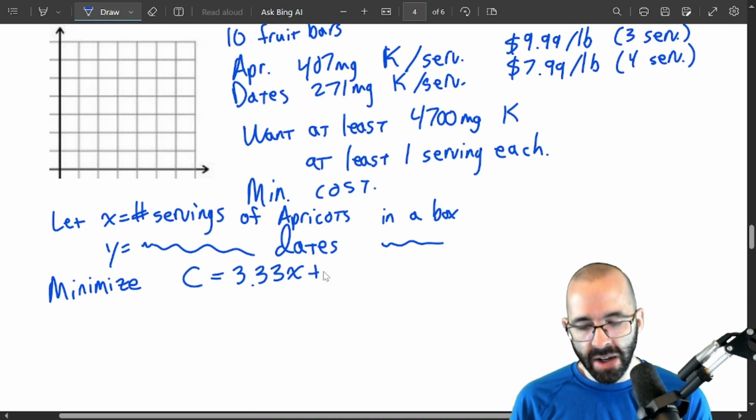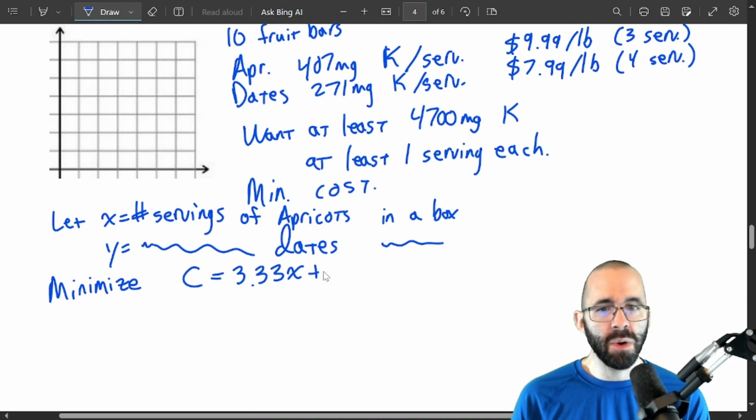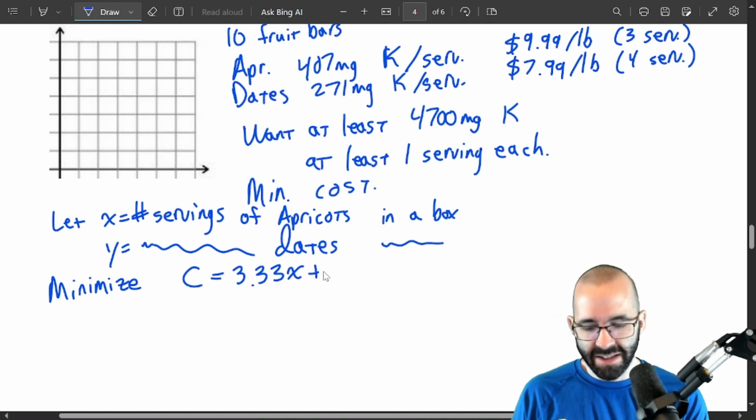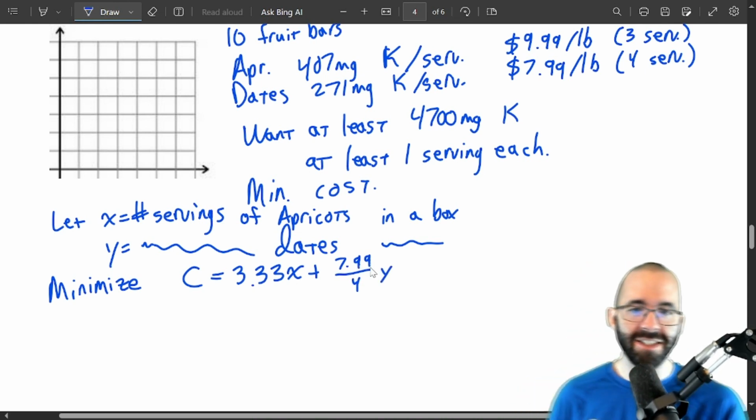And then again, likewise, it's $7.99 for 4 servings. Ew, gross. So that means it's going to be $7.99 divided by 4 per serving of dates. That's our cost function.